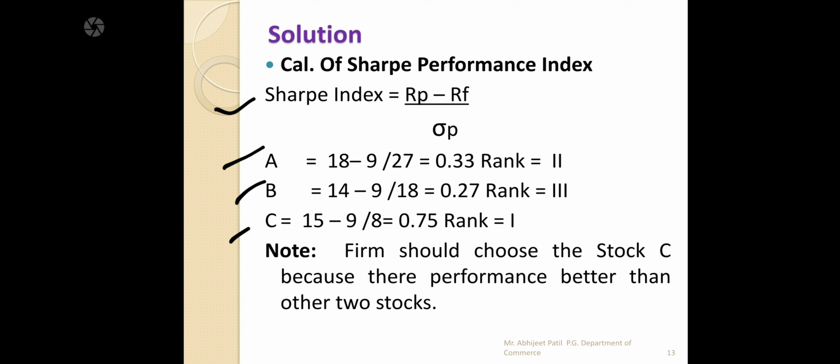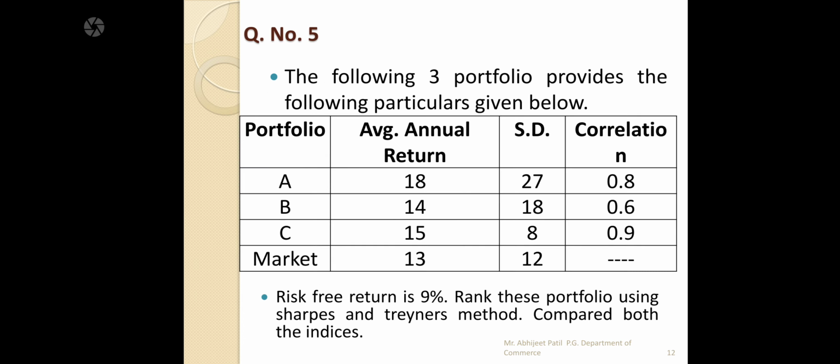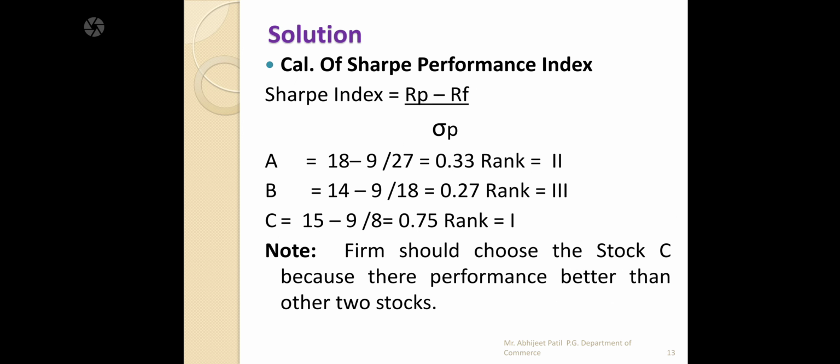So you can find out A, B, C as per the given information, 18, 14, 15, 27, 18, 8 and 9% of that. I should give the rank. Now highest is C, then second is A, then third is B. So you should write the note: the firm should choose stock C because its performance is better than the other stocks, because its return is more, the performance index is more.